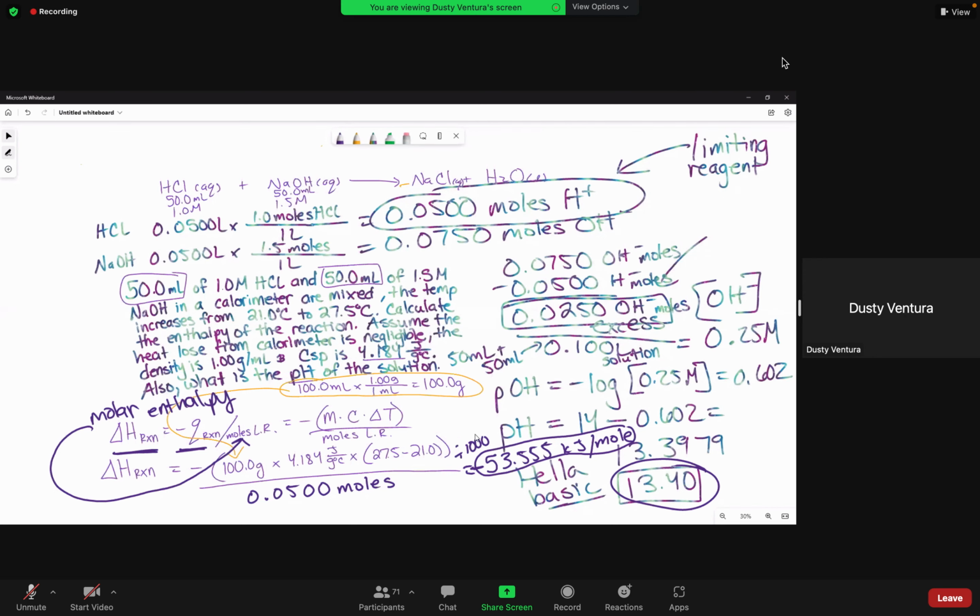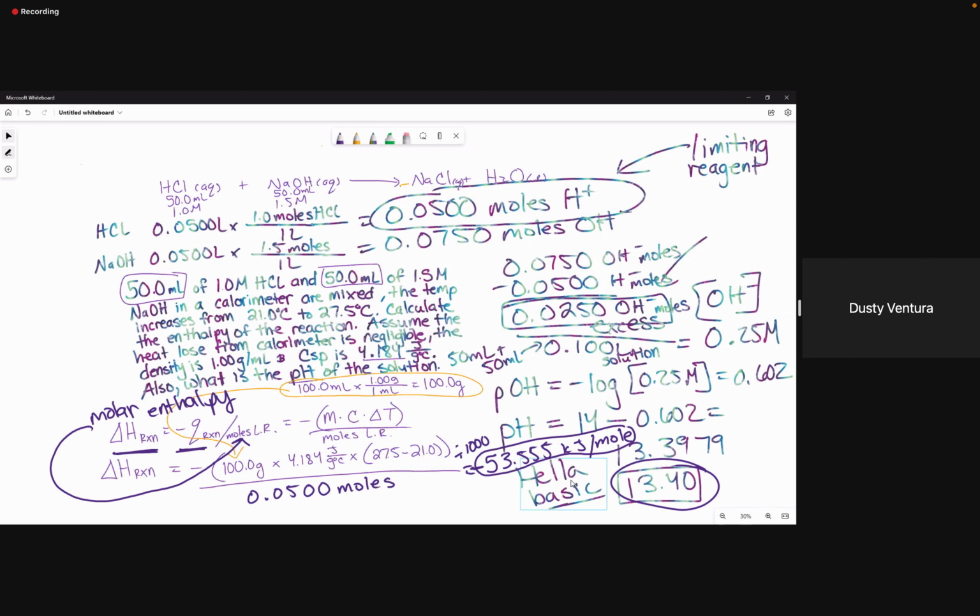I divided by 1,000 to turn it into kilojoules because originally it's in joules because of the unit of your specific heat. So the degrees Celsius goes away, the grams goes away, and we would have been in joules per mole, but that number was big and I don't like big numbers, so I turned it into kilojoules.